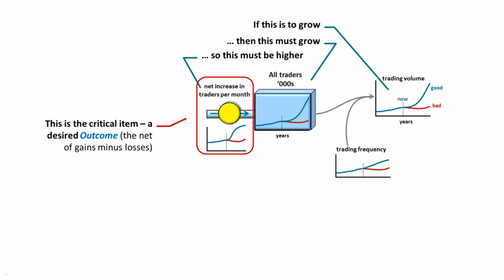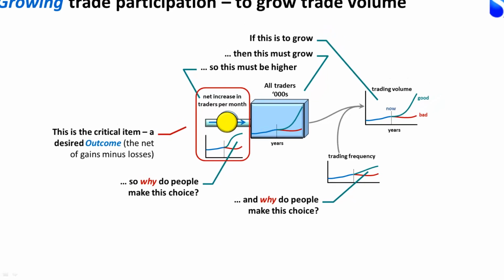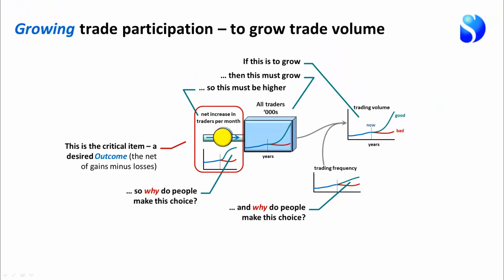The net increase in traders per month is something that we ought to be tracking because that's the critical thing that we're trying to affect. So the question that follows is, why do people make that choice? And why do they make this other choice at the bottom as well, to trade more often or to trade greater quantities of materials? And this is where the access, capacity and profitability issues impact on the system.